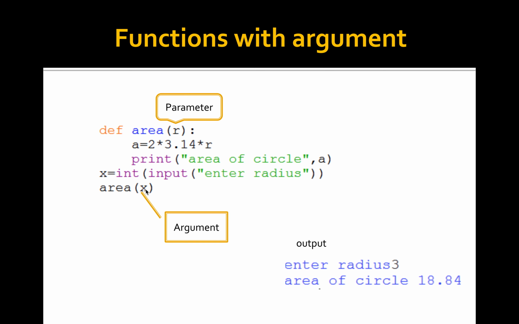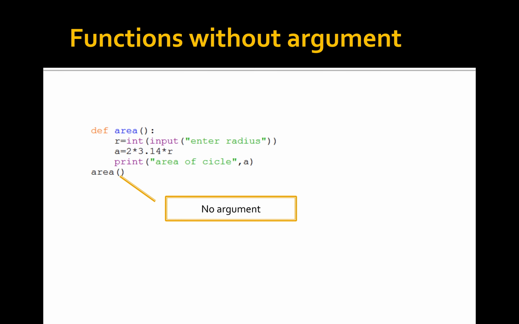Next one is function without argument. In a function without argument, through the function call we are not passing any values. So if you are not passing any values through the function call, then there is no need to specify any parameters in the function header. Here also, the execution starts: the first line executes, at that time it identifies it is a function definition, so it will not execute the next lines.